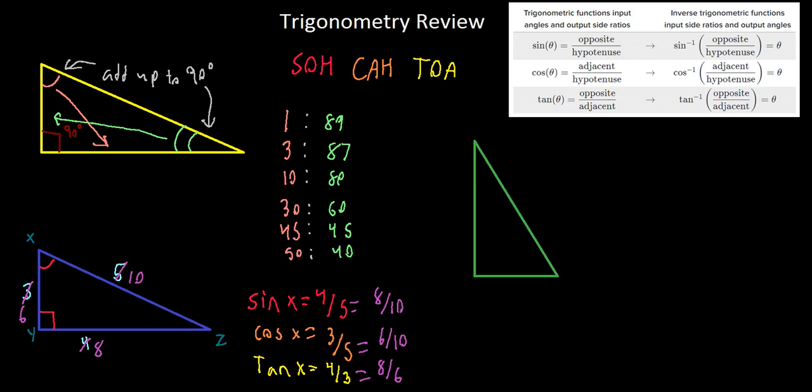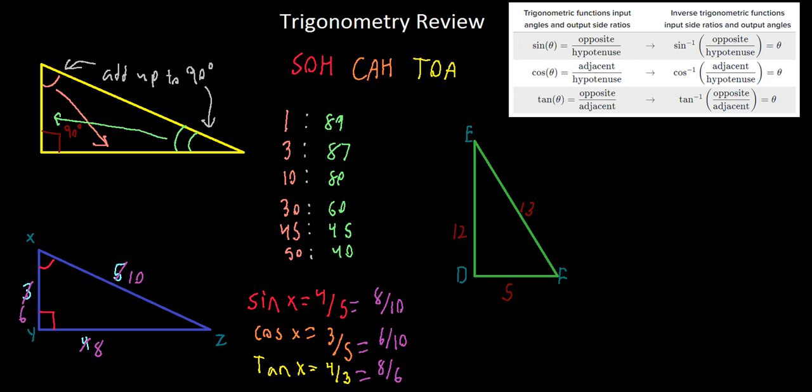Let's say we have a random triangle, and let's say this time we have 5, 12, and 13. And this time let's call the angles D, E, F. I'm just being OCD at this point. DEF, because it doesn't really matter what we call them. We just call them something.